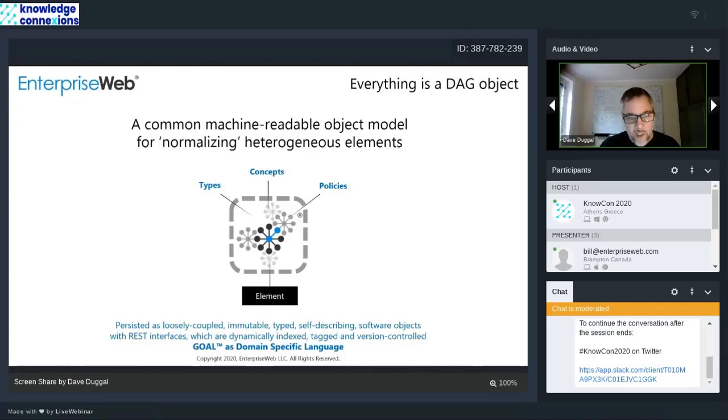So picking that back down to brass tacks. In enterprise web, everything is a graph object. I mentioned that. All graph objects are mapping to a common ontology, types, concepts, and policies. I mentioned that. And they're persisted as loosely coupled, immutable, typed, self-describing software objects with REST interfaces. Right?